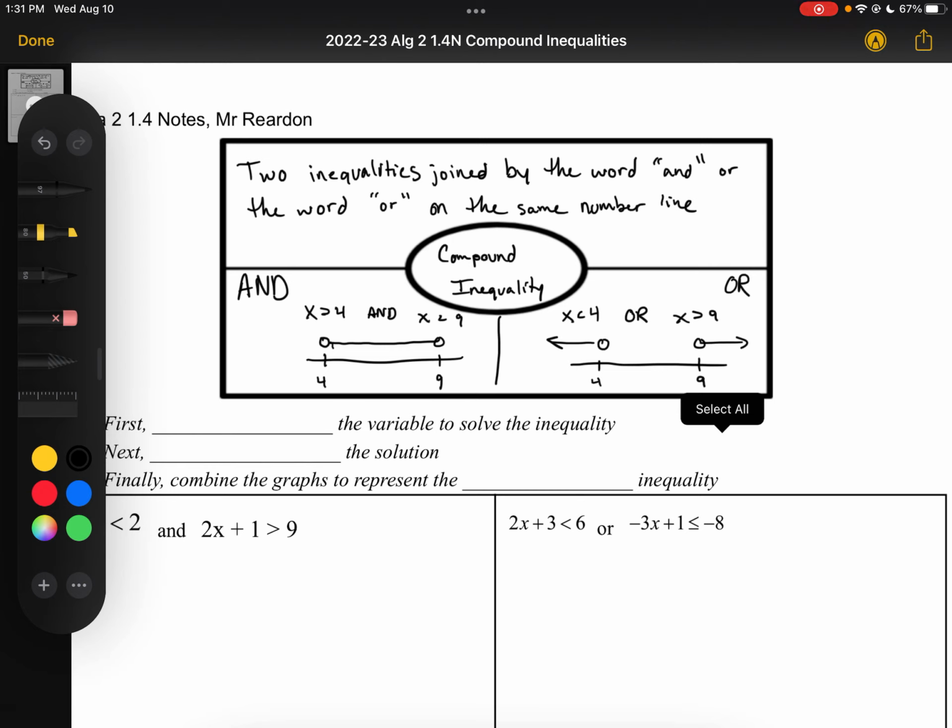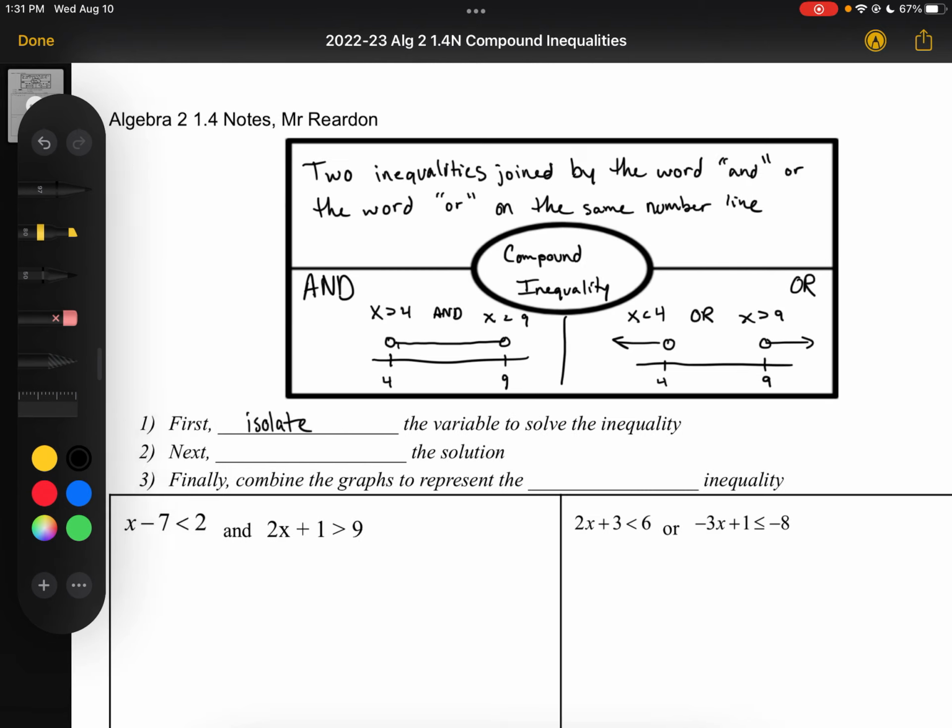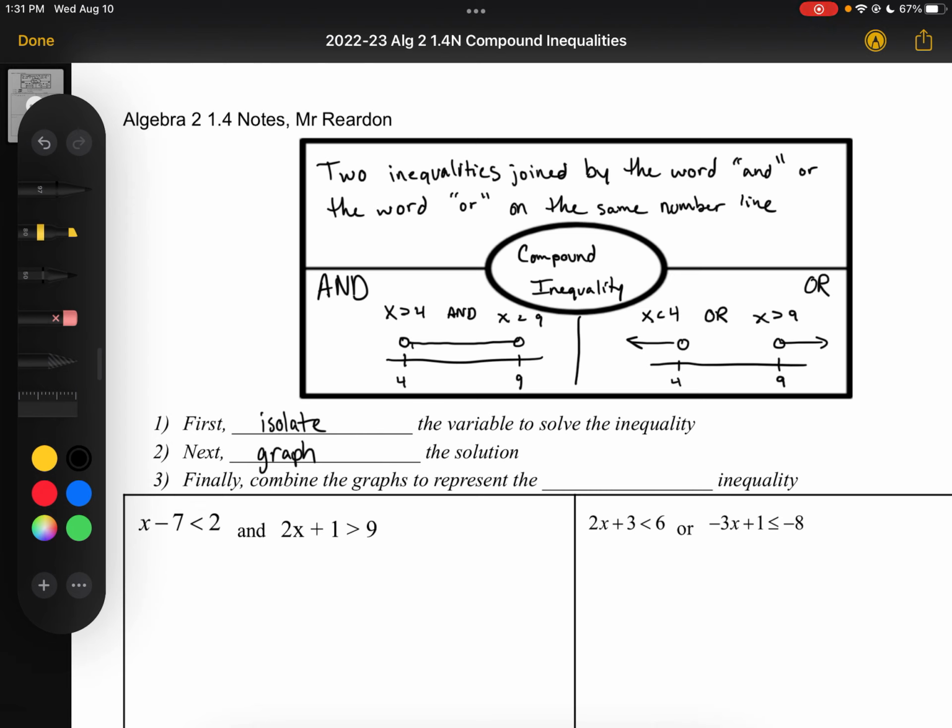Steps for solving these, though, when there's multiple steps in the equations. First, we're going to want to isolate the variable. Again, a fancy word for saying just get the variable alone. Next step, we're going to want to graph that solution on a number line specifically. So we're going to be graphing on a number line. And then finally, we're going to combine the graphs. So we're going to have one graph for each one to combine to 2 total. And we're going to put those on the same number line. So combine the graphs, and this will represent your compound inequality.